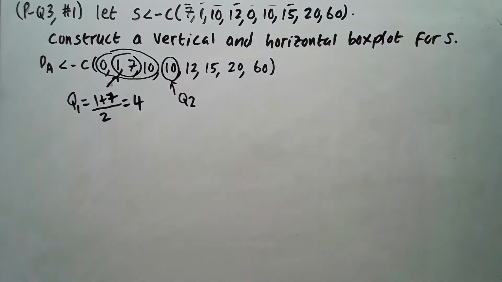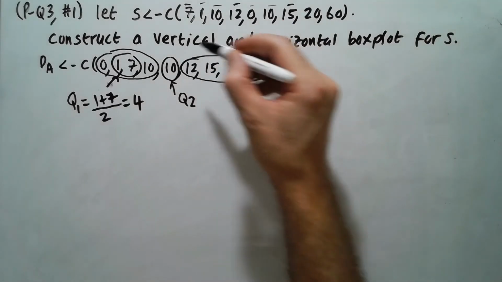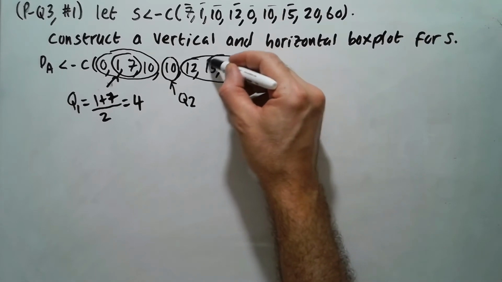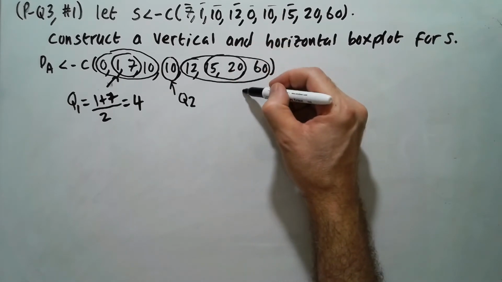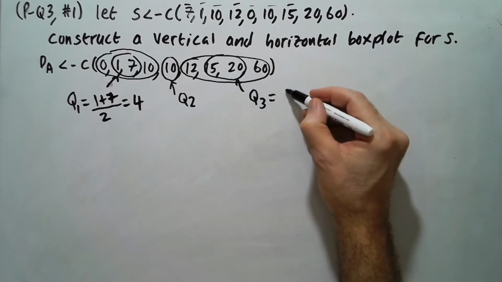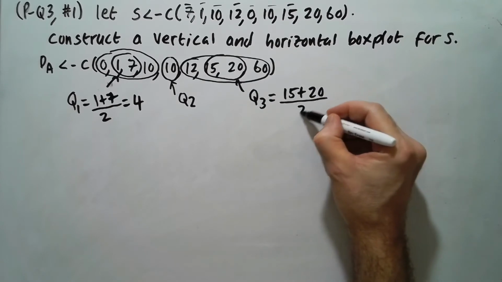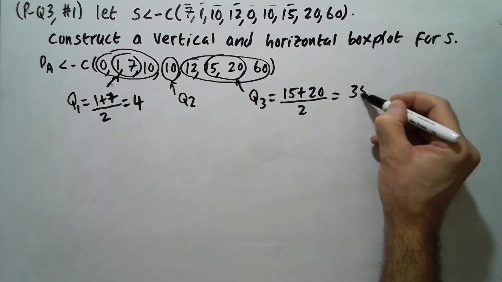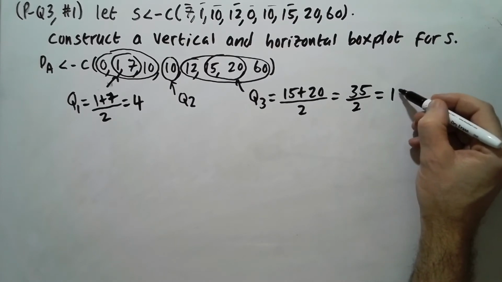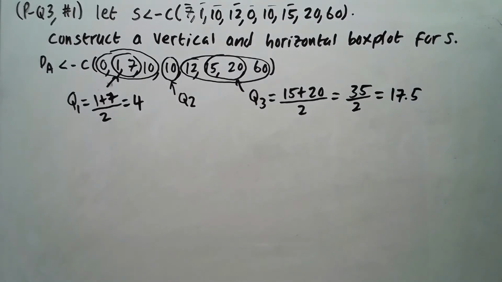And let's find our Q3. So the average of these two, so it'll be the median of these 4 numbers, which is going to be the average of the 15 and 20. So our Q3 would be 15 plus 20 over 2, which is 35 over 2, which, if you change it to a decimal, is 17.5. Okay, so let's keep going now.